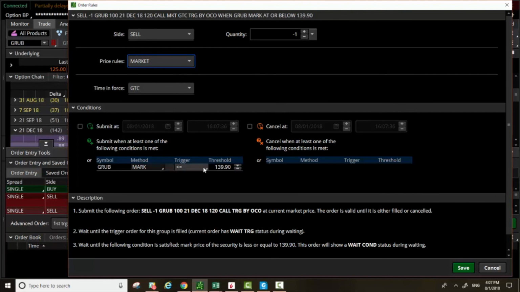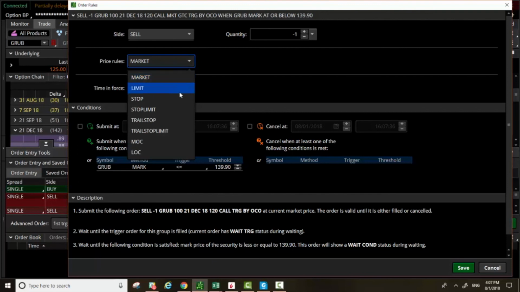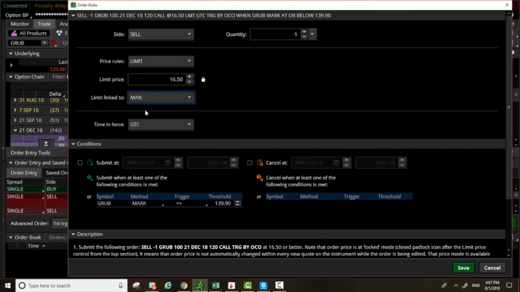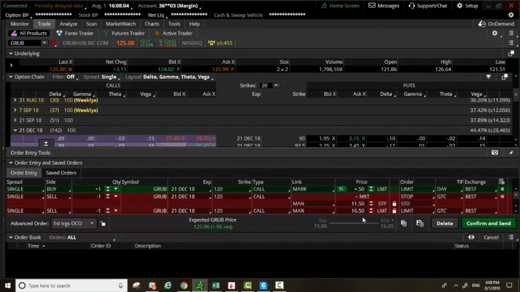Actually, we can just go with the straight up limit there. We'll go with the manual limit here. We're going to get rid of this. There's a few different ways you can do this. We'll just use this one for now. We'll save that. And so this one, we'd have to figure out what the expected price is and what our option price is. The way we do that is we just click this up till we hit 139 or 140.